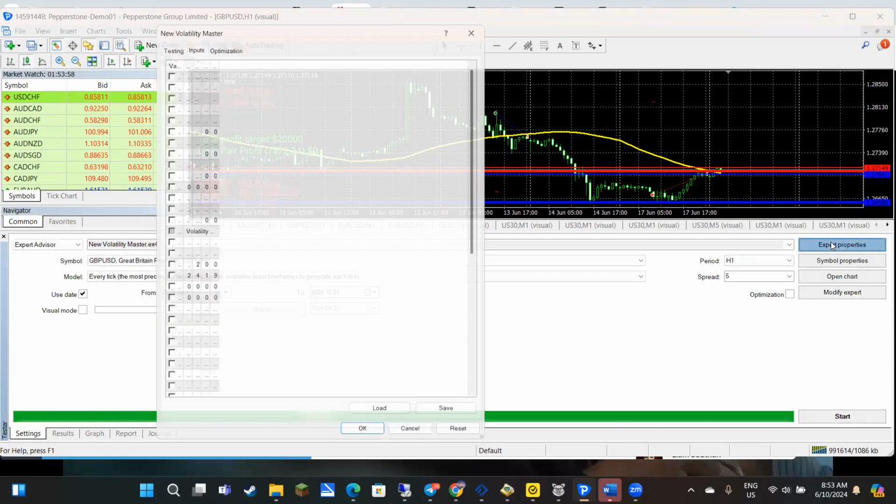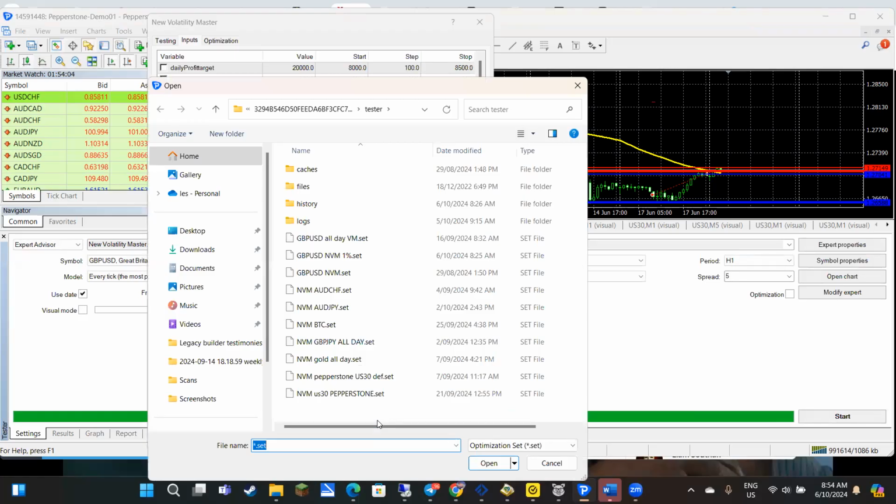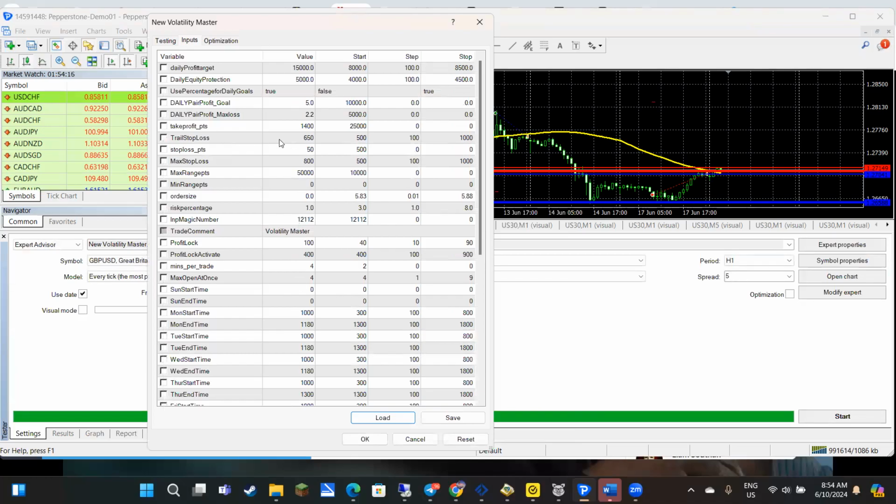Alrighty, let's load up settings for US 30. These settings here. So these aren't the default settings. These are those new settings that I put the set file in the group with. A much closer take profit and a slightly closer trailing stop. Profit lock's still the same. That's just the main differences there.